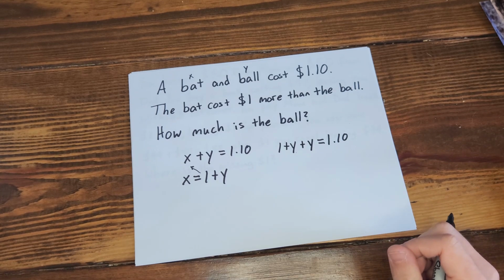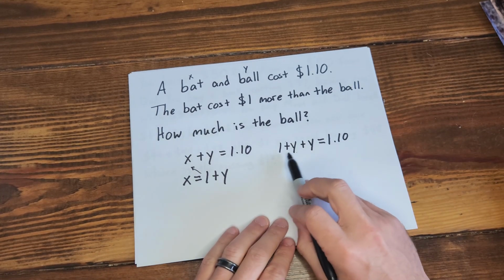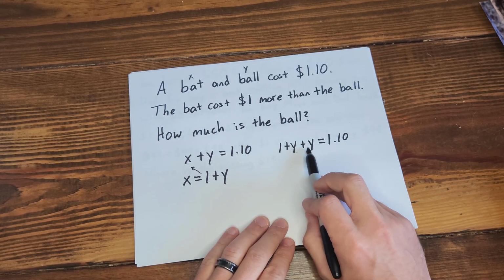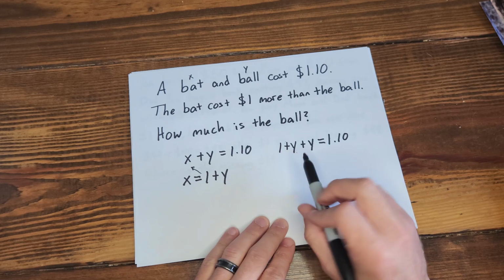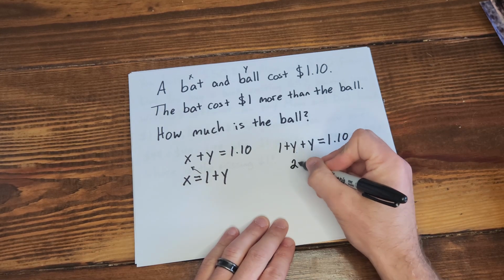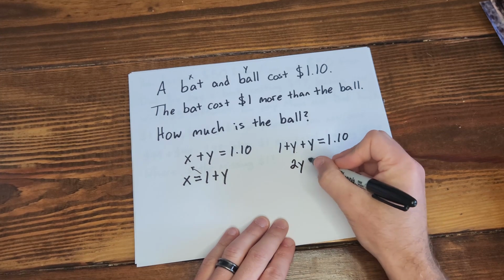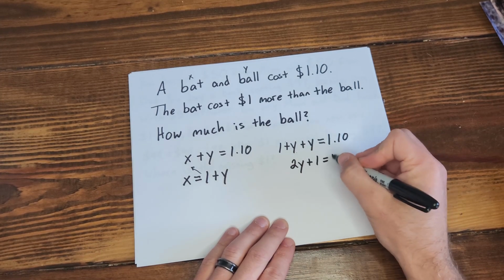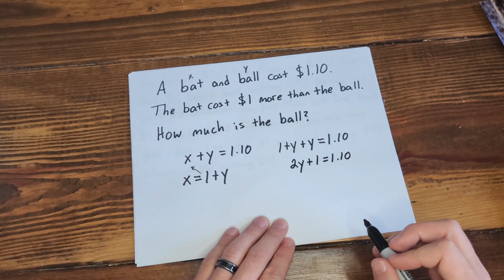$1.10. Now, doing just a little bit of algebra here, we're going to combine our like terms. We have a Y here and a Y here, so total we have 2 Y's. We still have that plus 1, and this still equals $1.10.